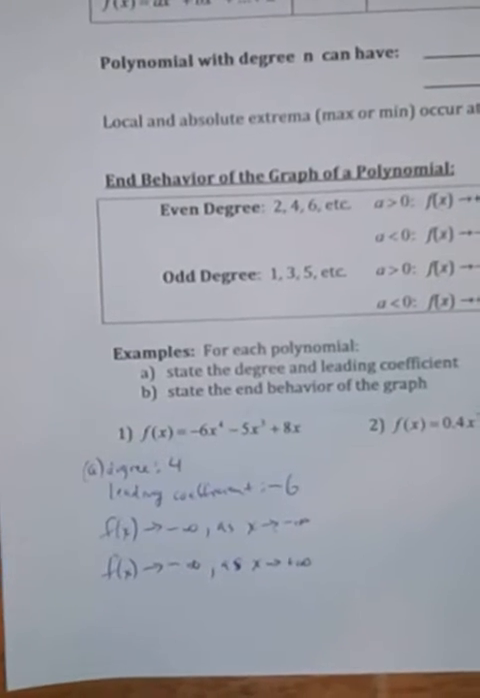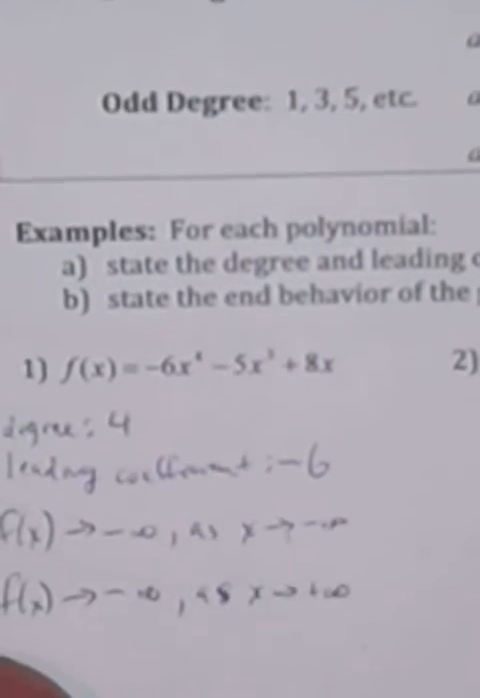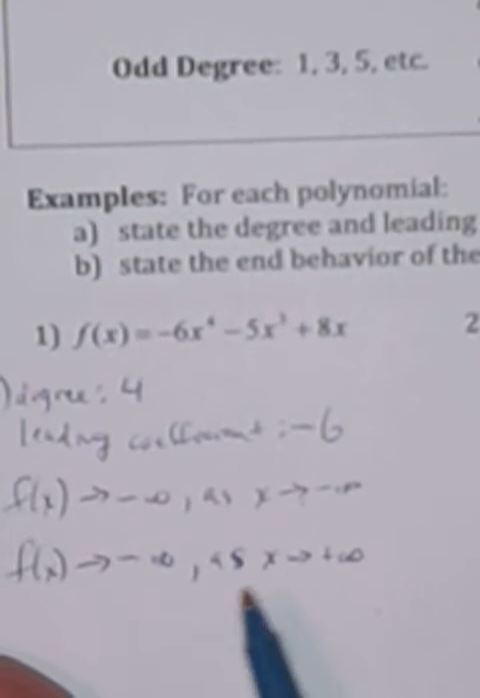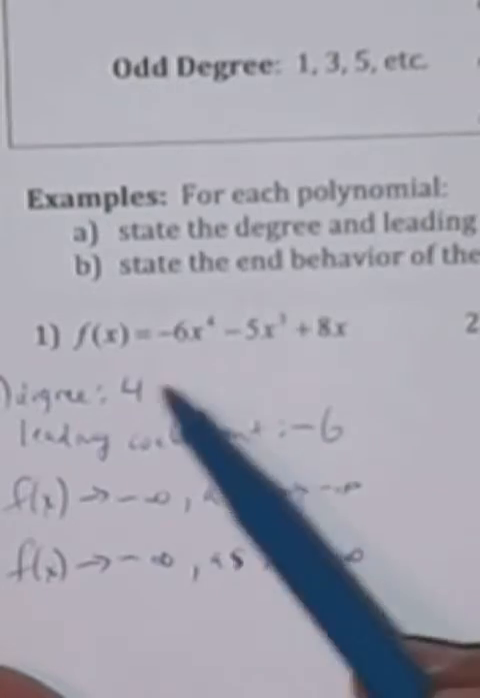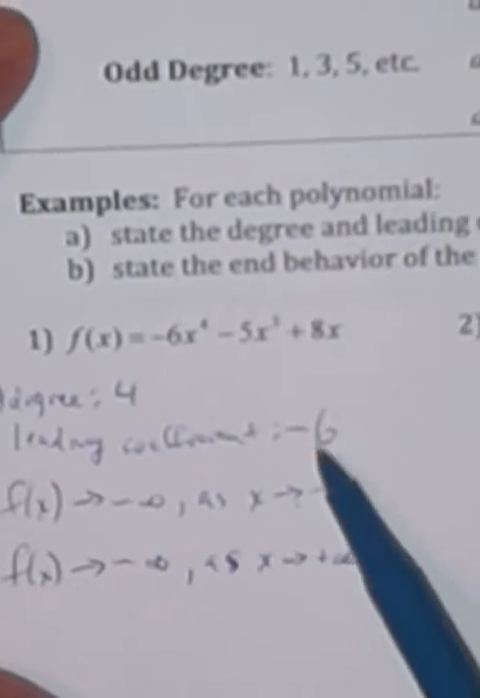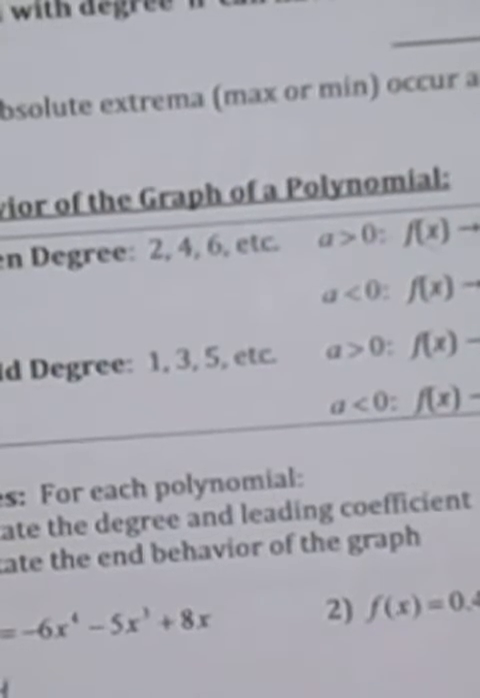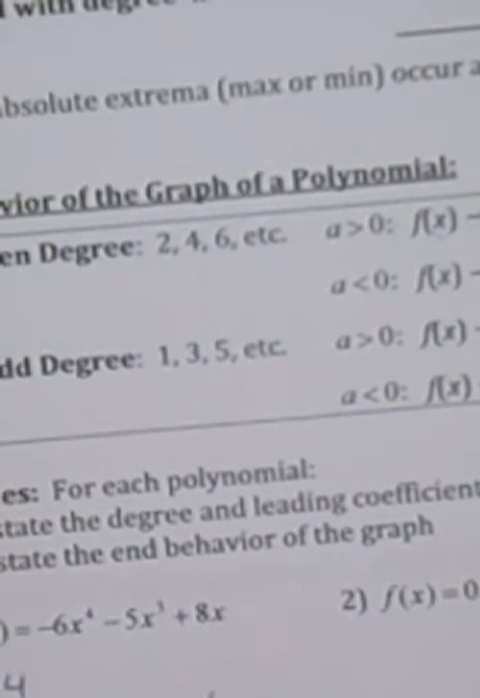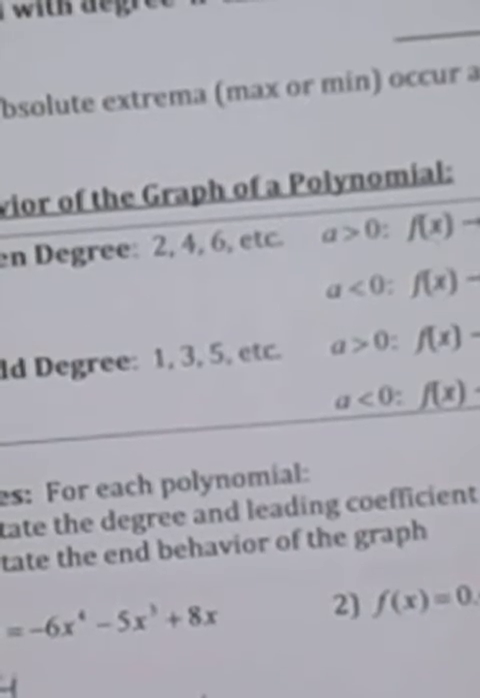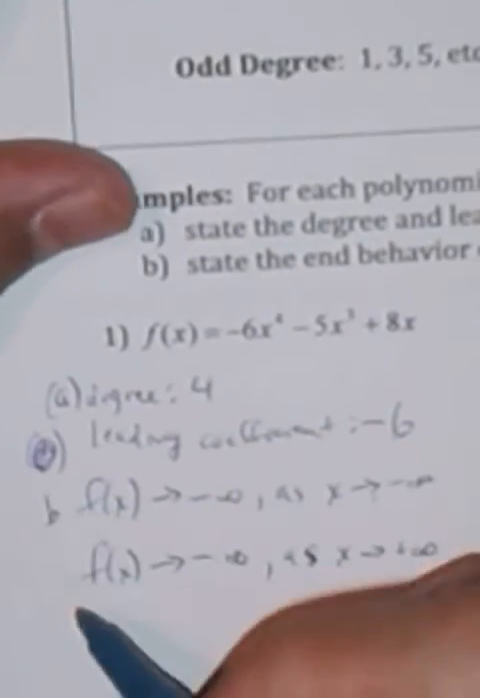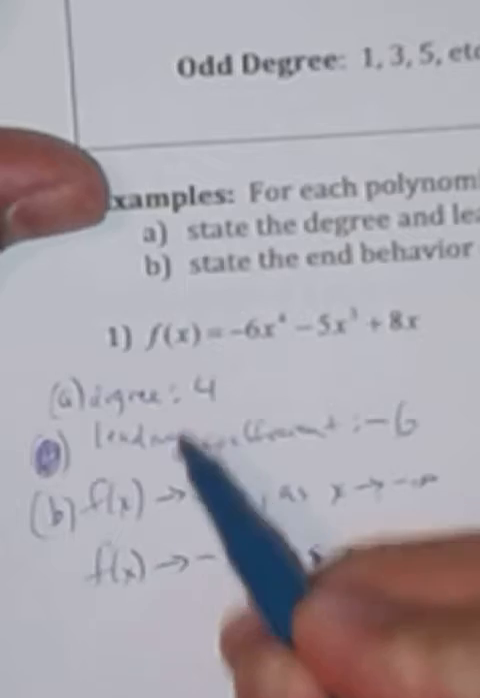Let me focus in a little bit more. Okay, so an x to the 4 with a less than 0 should be falling. And if we look up here, an x to the 4th with a less than 0 is falling to the left and falling to the right. All right, let's start off number 2. So that was B right there, end behavior. Oh, oops, B. B was the end behavior. A was the degree and the leading coefficient.